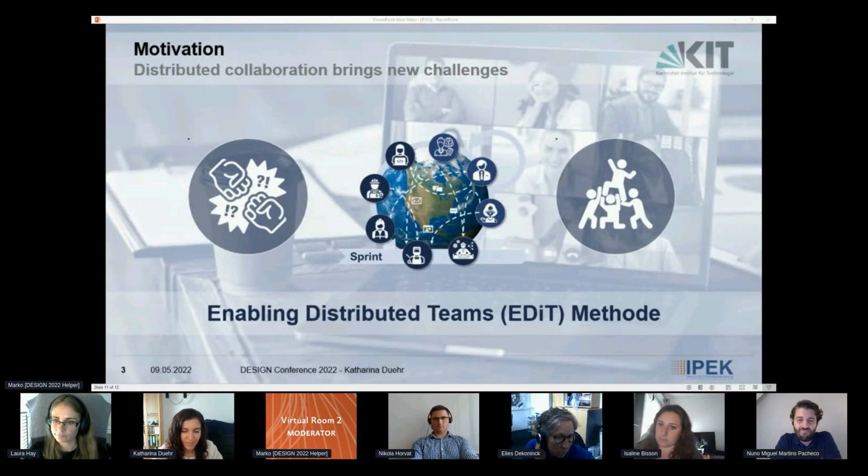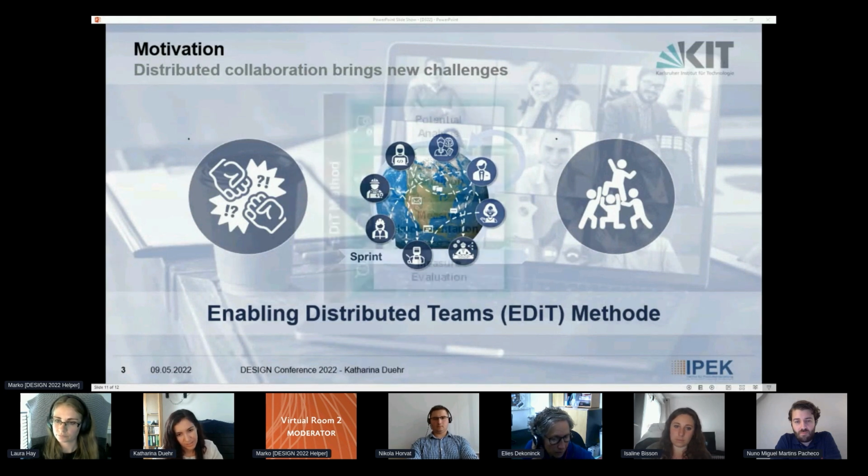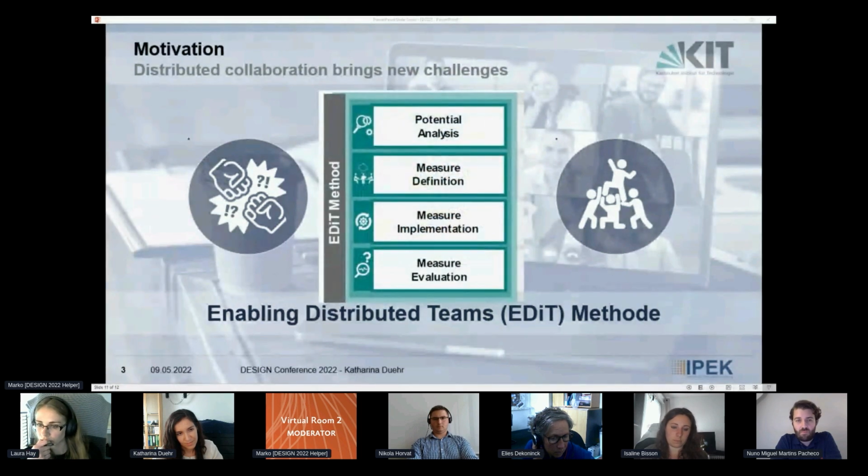With the introduction of the distributed way of working, product development is confronted with new problems, such as the significantly more difficult coordination of work. Consequently, losses in effectiveness and efficiency are imminent. We developed a method that enables distributed development teams to continuously improve their collaboration based on their actual development situation.